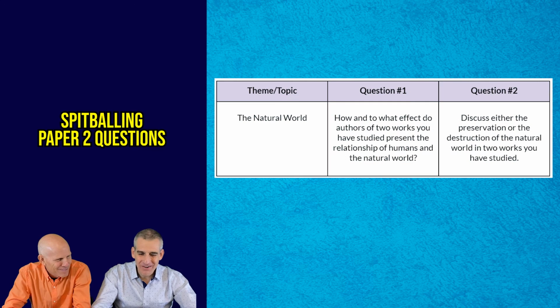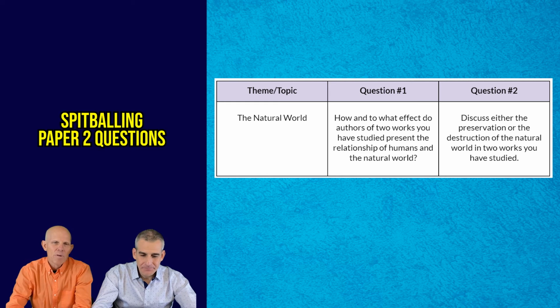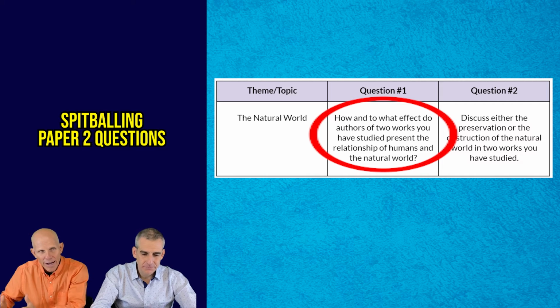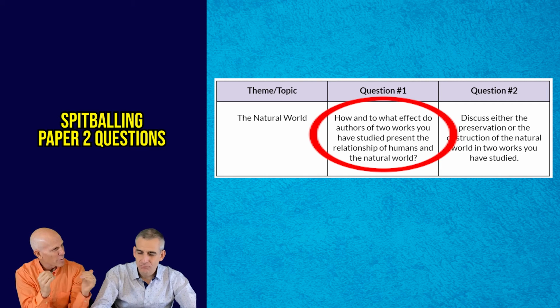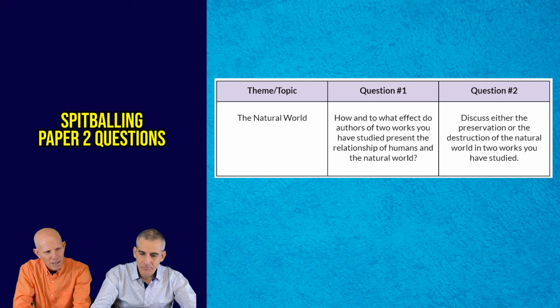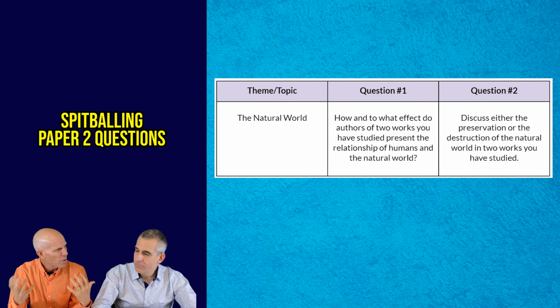I love the natural world. Okay? I like that. How are you going to spitball some questions about the natural world, Mr. Giles? You're always outside. Yeah, I'm thinking about human beings and our relationship with nature. I think that's interesting. So I might have something about how and to what effect. I'm thinking about that dynamic between form and content, right? How and to what effect do authors of two works you've studied present the relationship of humans and the natural world? Again, open to interpretation.